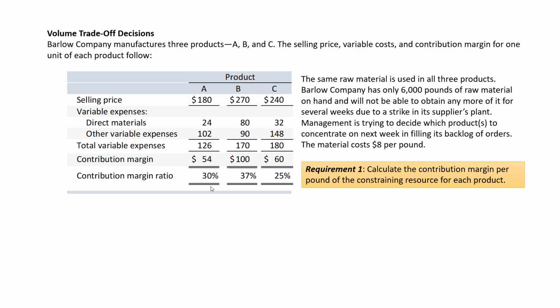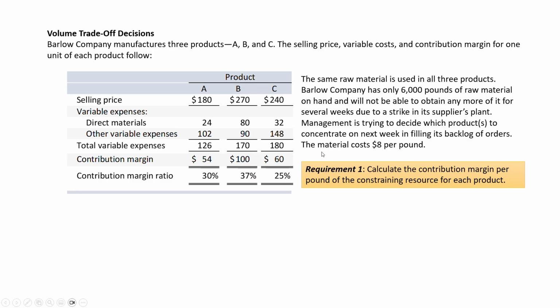If we didn't have a constraint, what we'd focus on is the product that earns us the highest contribution margin. And in that scenario, it's B at $100 per unit. Next would be C at $60 per unit. And last but not least is A at $54 per unit.